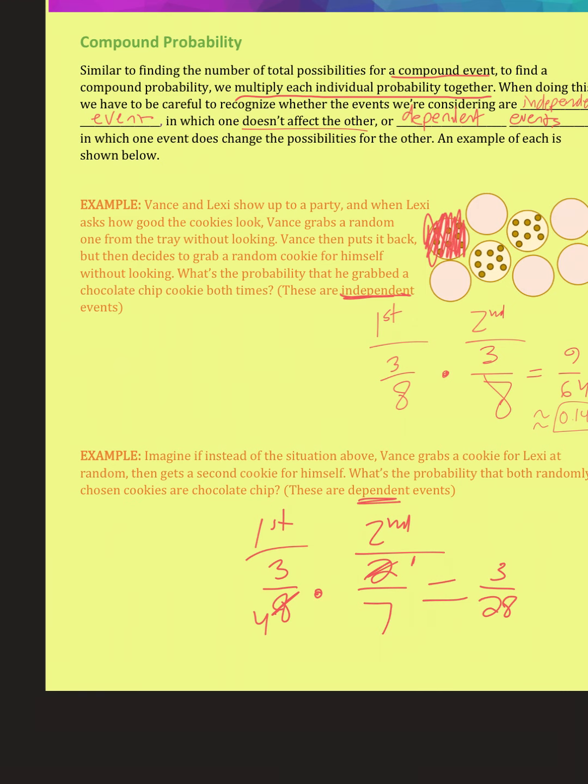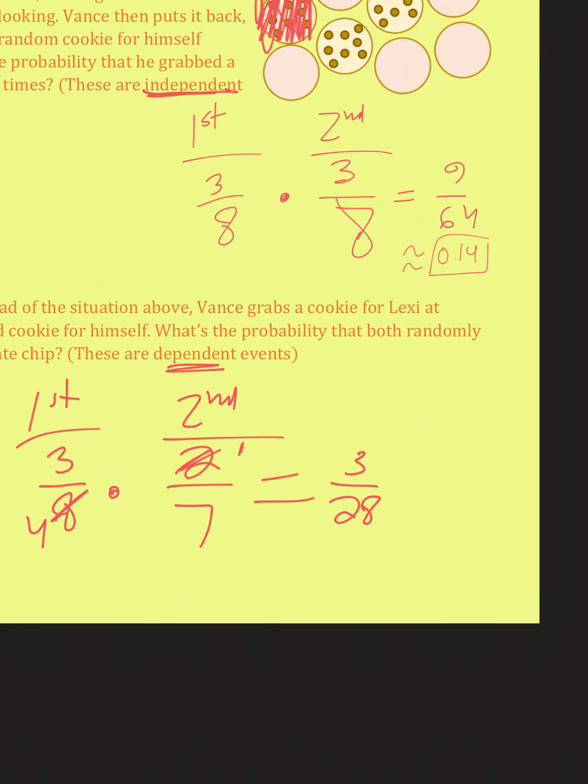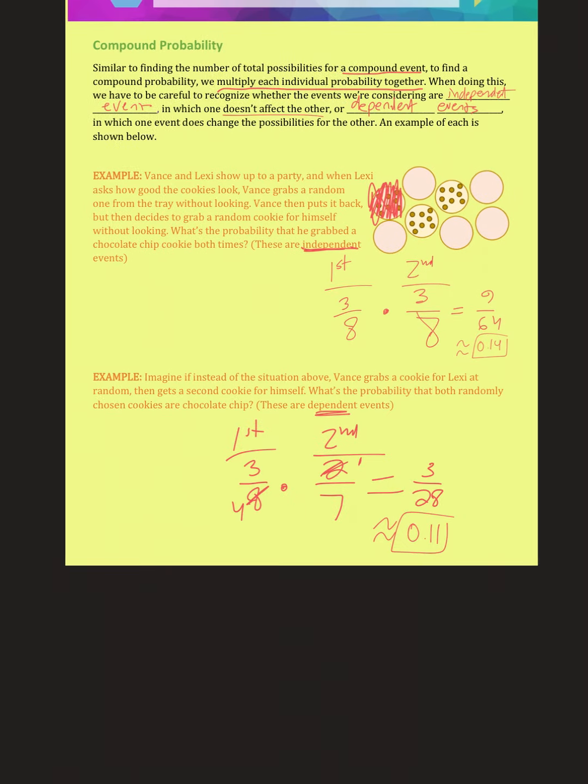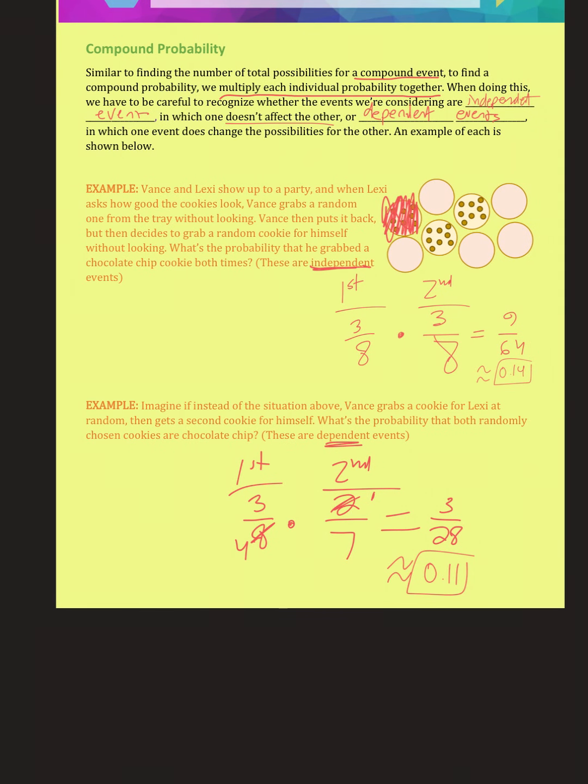I don't know what that is, though. 3 divided by 28 is approximately 0.11. So about, man, that squiggly is bad. I've got to stop saying squiggly. That approximate symbol is bad. About 11% of the time, that would happen. See the difference in the percentages between those two?